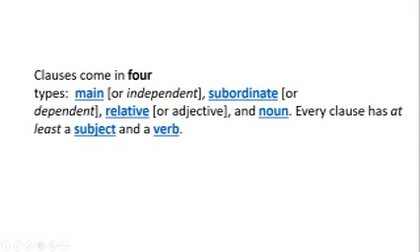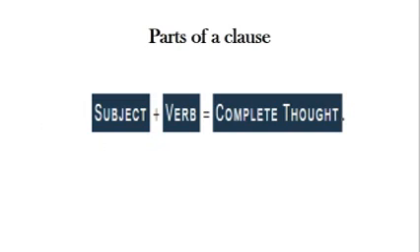Everyone, our topic for today is about clauses. Clauses come in four types: the main or independent, the subordinate or dependent, the relative or adjective, and noun. Every clause has at least a subject and a verb. The subject plus the verb is equivalent to a complete thought.